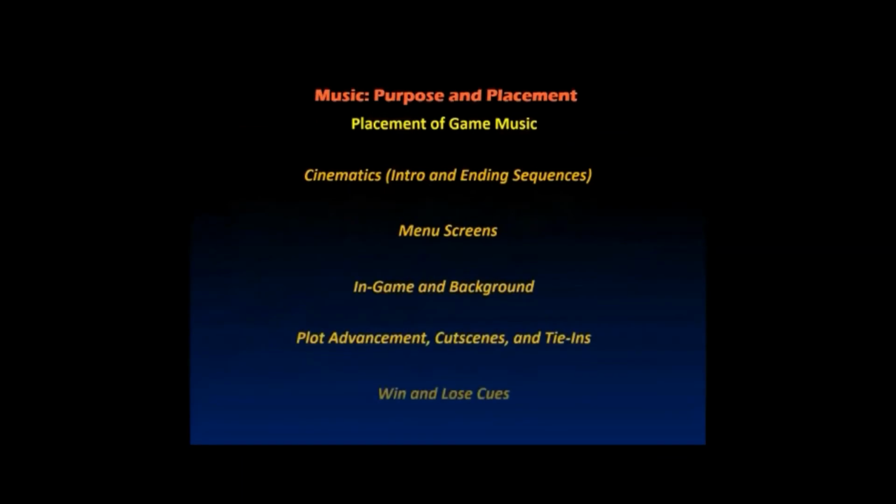And where do we place music? Well, all over the place, right? Cinematics and cutscenes, menu screens, anything that's going to be in the background as we play in a particular level or mission objective. We want to use it to tie together different levels or missions. Again, any sort of victory or defeat, win or lose cues are nice too.